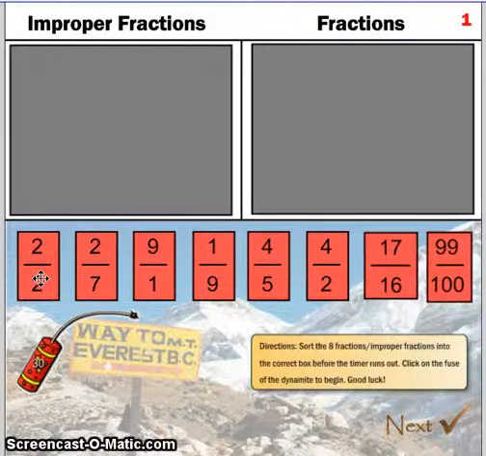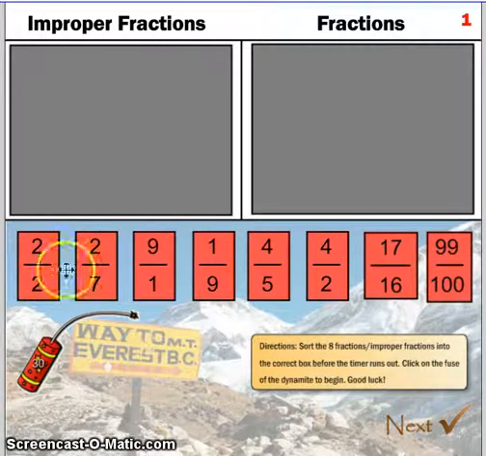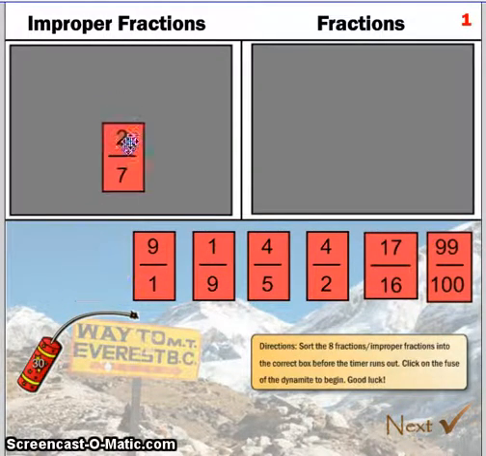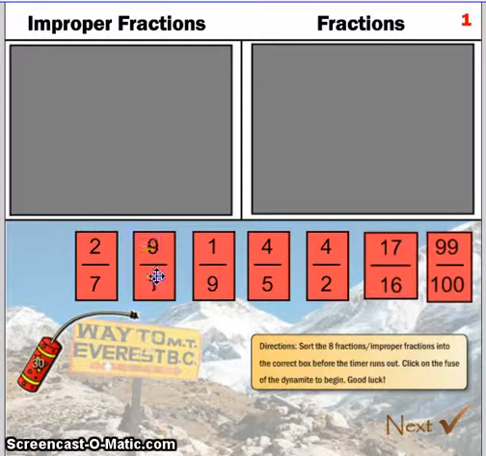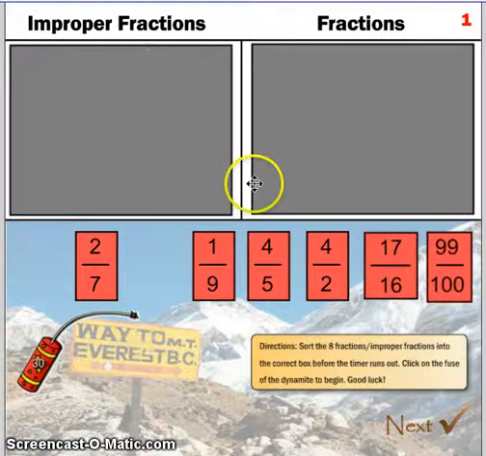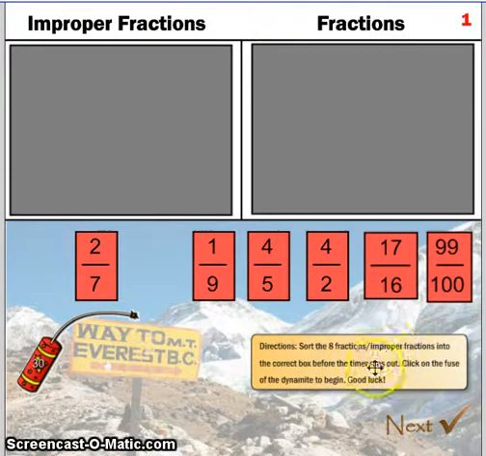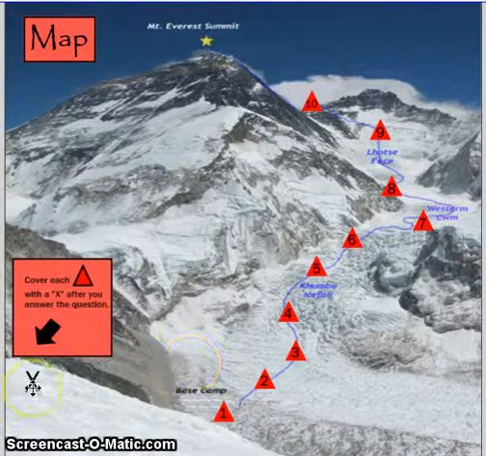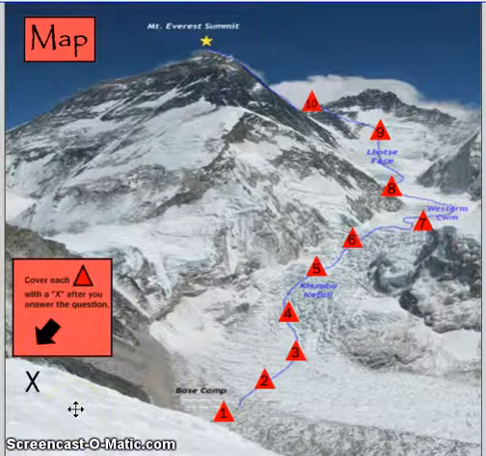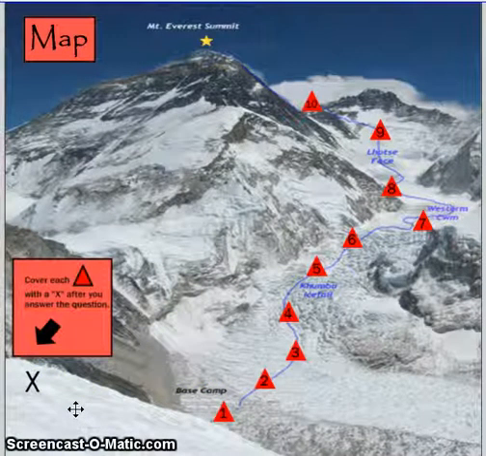For this page, the objects need to be dragged into the gray boxes, and it's a sorting game to sort the improper fractions from the fractions. So if an object goes in the wrong box, it will bounce back out. If it goes in the right box, like the previous one, it'll disappear. When all of them are completed correctly, the student will go on to next. As you finish each question, cover each triangle with an X.